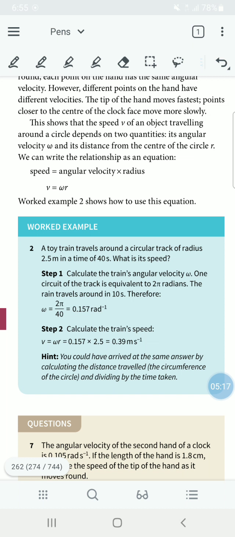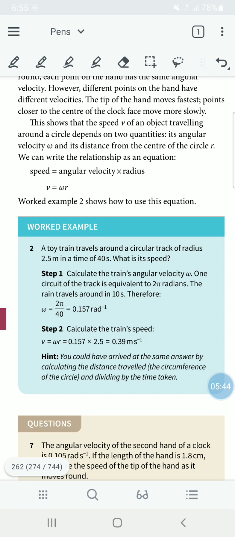Then we have to find the train speed. Train speed is calculated by the equation we just learned: v equals omega r. V we do not know. Omega we just found out, 0.157 rads per second. Here it is a printing mistake. It should be rads per second, because radians are divided by seconds.